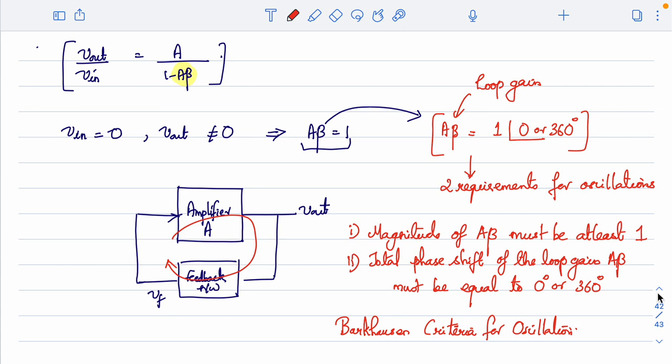So, can I get some response in the chat window, whether you guys understood what I was talking about?